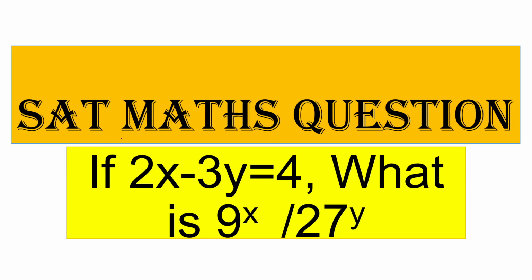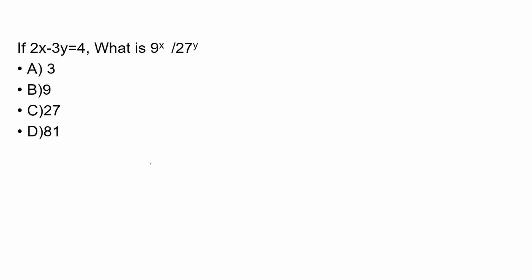Let us solve this set maths question that seems to be hard but is actually not that hard. So we are given, if 2x minus 3y is equal to 4, we need to find the value of 9 power x divided by 27 power y. Now if you know that 3 square is equal to 9 and 3 cube is equal to 27.